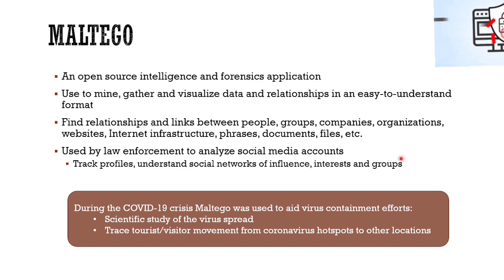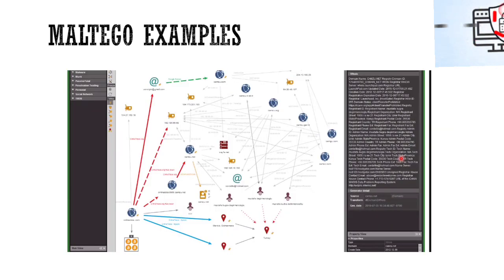Here's an example of Maltego, and you can see how you have one thing which leads to the next, which leads to the next. So it shows how different people are related, where they visited, what documents they've opened, what they've published, what they've put out on the internet, and who they're related to.